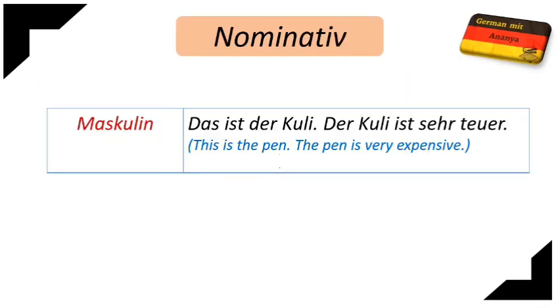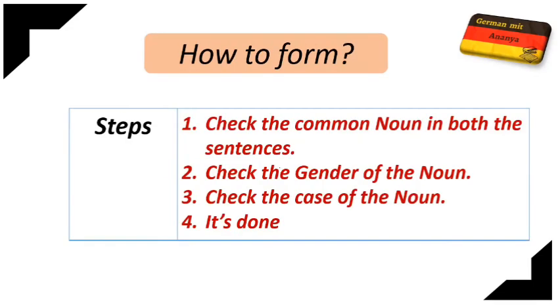Okay, so: Das ist der Coolie. Der Coolie ist sehr teuer. These are two sentences, and now I have to make them into a Relativsatz. How will we do this? First step: check the common noun in both sentences. Second: check the gender of the noun. You have to check whether it is masculine, plural, feminine, or neutral. Then you have to check the case, whether it is nominative, accusative, dative, or genitive.